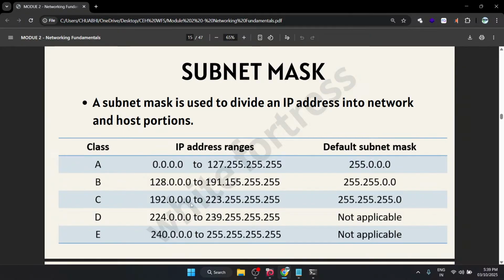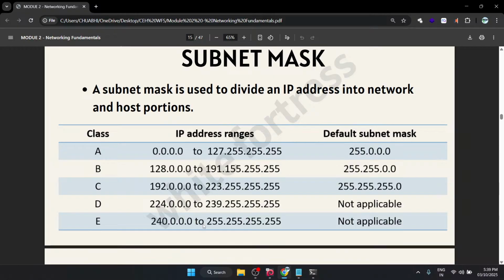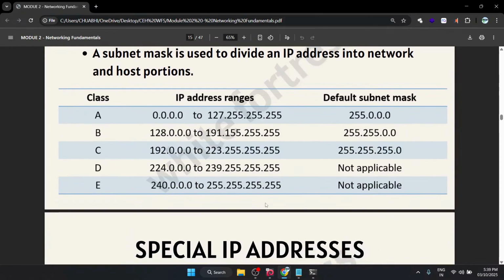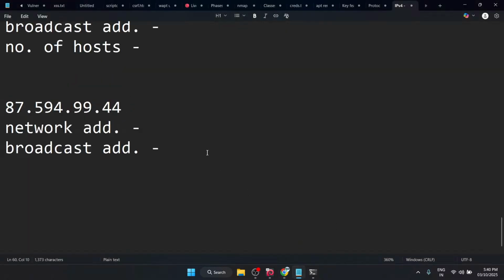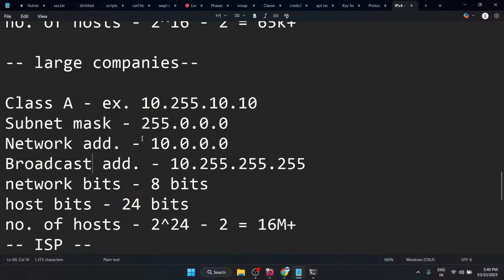Then class C is 192.0.0.0 to 223.255.255.255. Then class D is 224.0.0.0 to 239.255.255.255. And ultimately your class E is 240.0.0.0 to 255.255.255.255. This is the first and the last IP of the entire class A. This is not a single network. We already talked about the single networks over here. These are the single networks. This 10.0.0.0 is a single network, right?